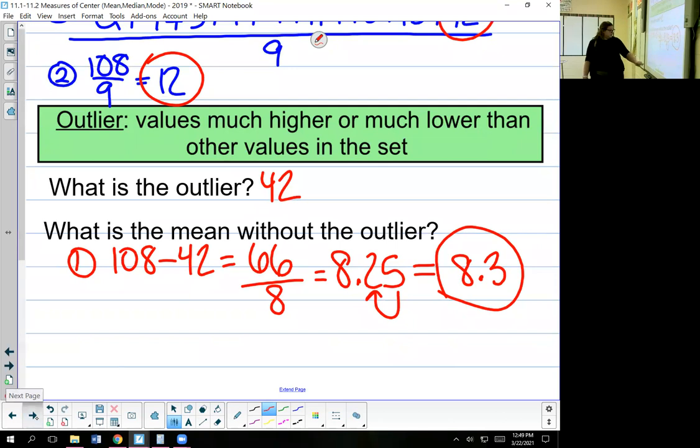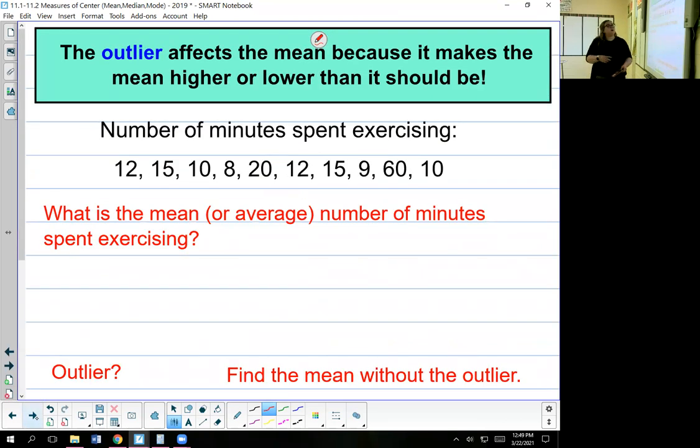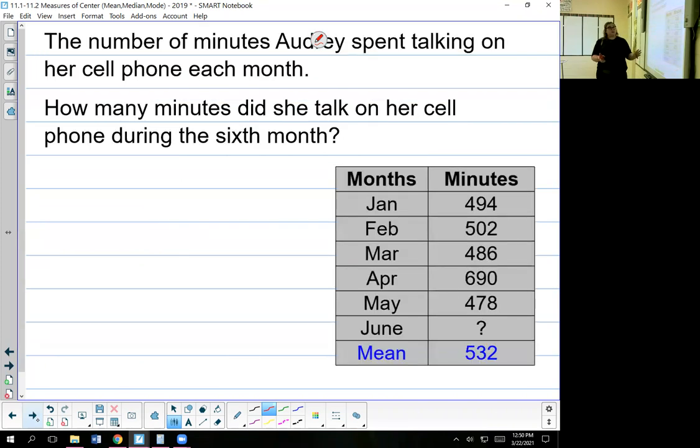So that's kind of what I state on this page. The outlier affects it because it either brings it up or down. So again, if I was to look at this one here, looking at all the numbers in this data set, which one's the outlier here? 60 would be the outlier. Since I'm removing a high number from the data, again, my average without the outlier would significantly drop. Now, if I remove the low number, then it would go up. So think about it that way here.